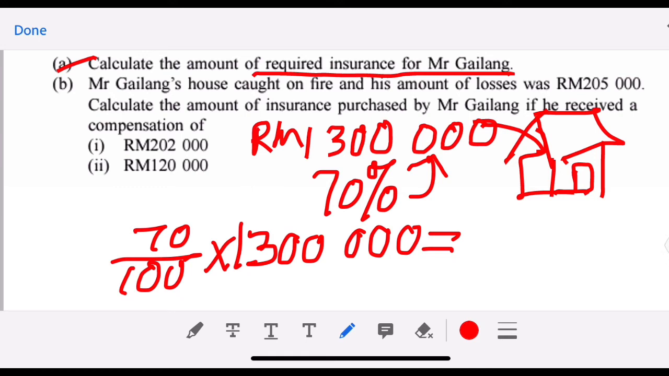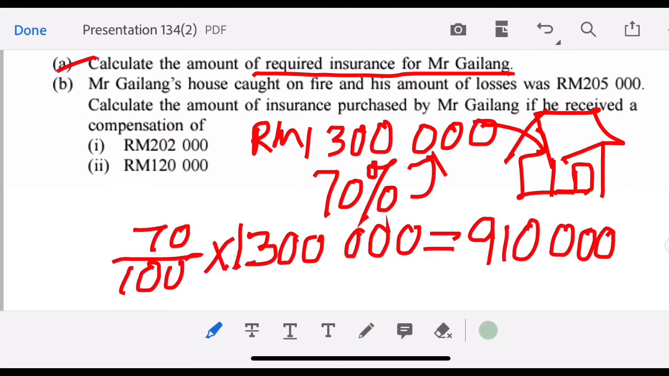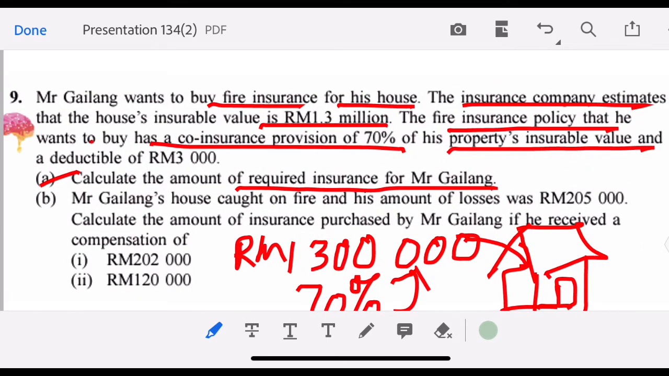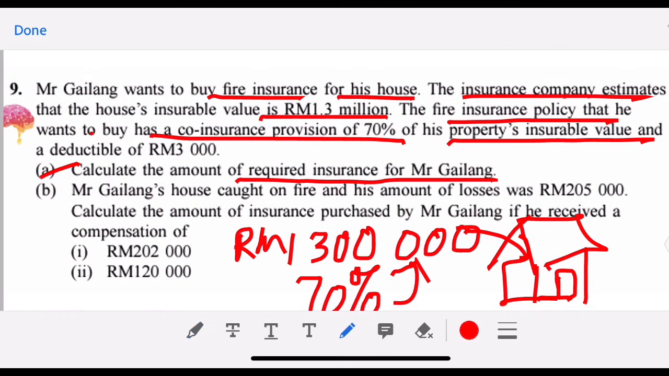So the answer is, after you calculate, you will get the amount, which is 910,000, right? So that means this is the amount actually insured, 70% of the insurable value.